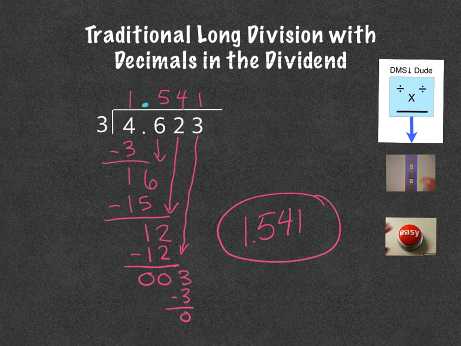So this is how you do long division with decimals in the dividend. And in this case, the decimals are stopping at the end of our numbers. My next video, part 2 of this, will talk about what happens if the number keeps going beyond the numbers in your dividend. So you can catch that one next.